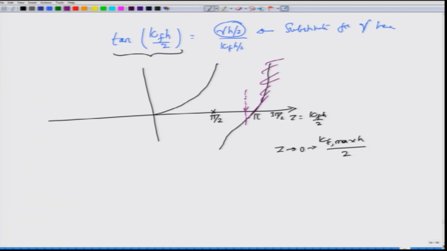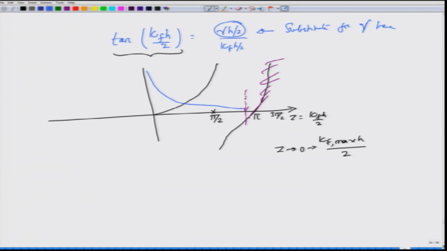Now, let us look at the right hand side. What does the right hand side look like? When kappa f h by 2 or z is 0, the right hand side actually shoots up, because the numerator will be finite, but the denominator will be 0. So, the right hand side shoots up. So, as you move from kappa f h by 2, you will see that it starts from infinity and then starts to go to 0 like this, okay.